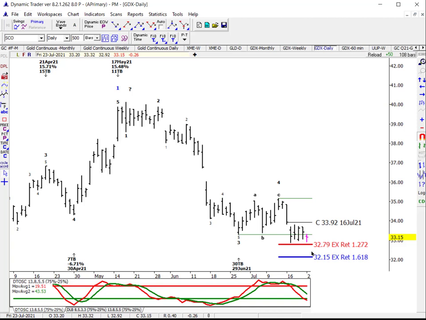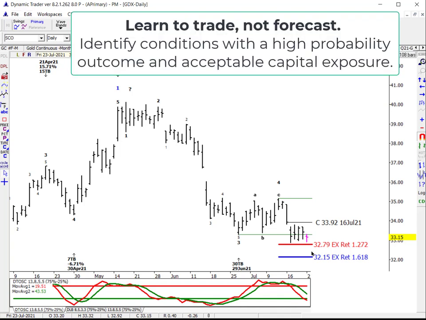So again, that's our objective. Identify conditions with a high probability outcome and acceptable capital exposure to make trades. You want to be a forecaster? You're listening to the wrong guy. You're on the wrong page. You need to go somewhere else. But if you want to learn to trade, that's what we're all about, is actually making specific trade decisions.